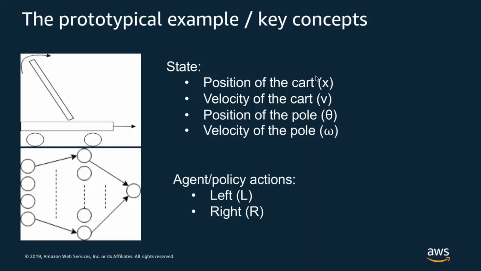We also talk about an agent or a policy which takes actions. In this case, the actions are either go left or right. So the input to this agent or policy could be the state, which was defined by the 4 parameters, and the output is a binary decision, left or right. And as is demonstrated in this particular slide, this policy could, for example, be a neural network.